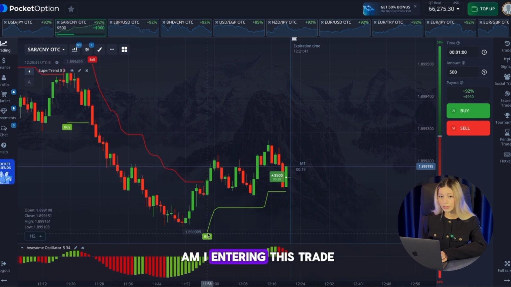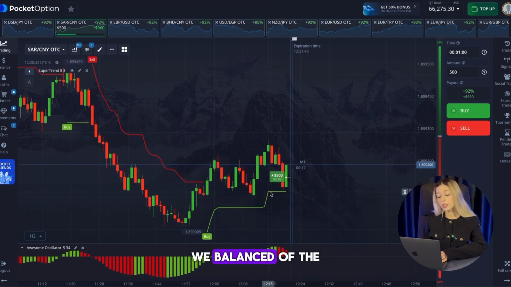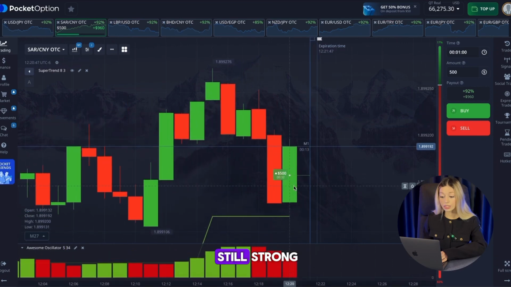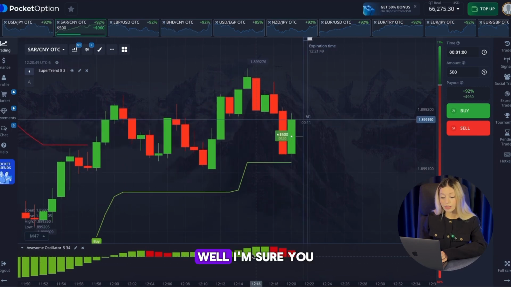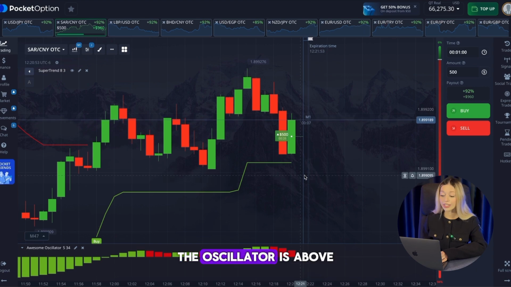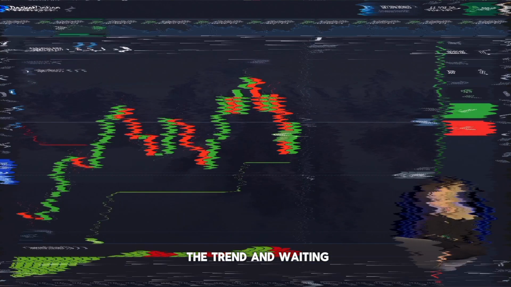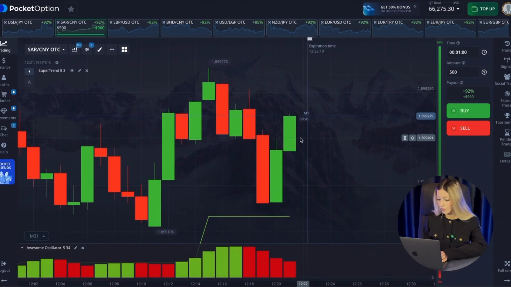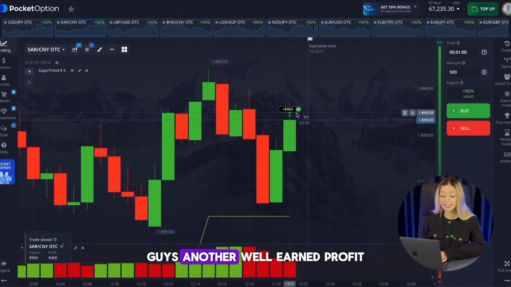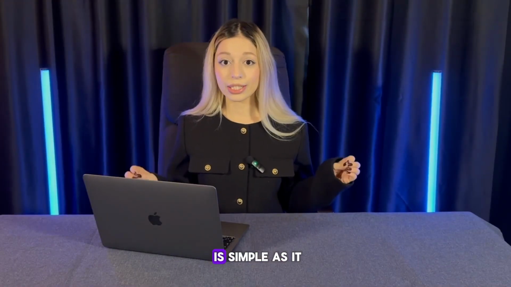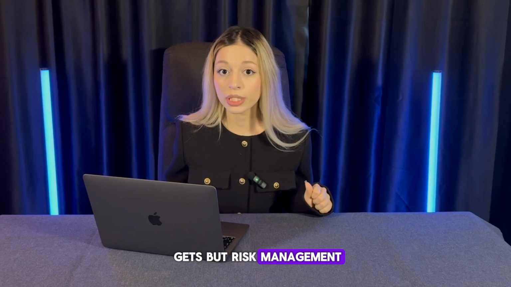So why am I entering this trade? We bounced off the Super Trend line upward, meaning the trend is still strong. Well, I'm sure you can see it yourself. The oscillator is above the zero line, confirming the strength of the trend. And waiting. Guys, another well-earned profit.